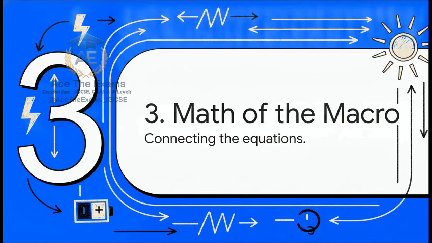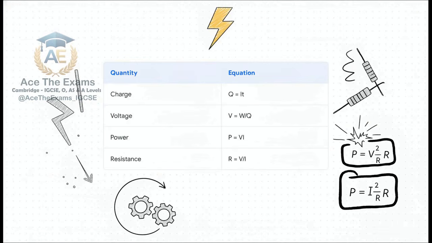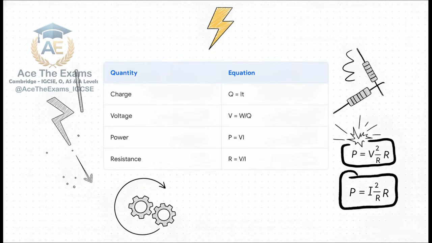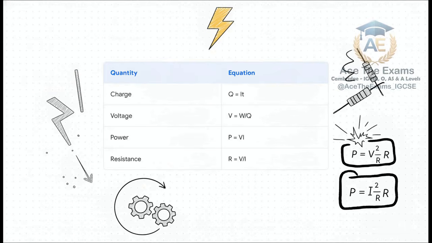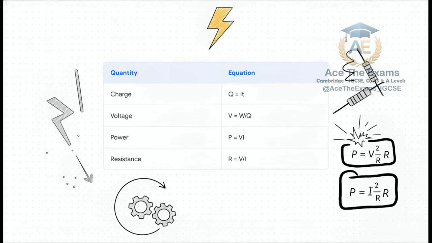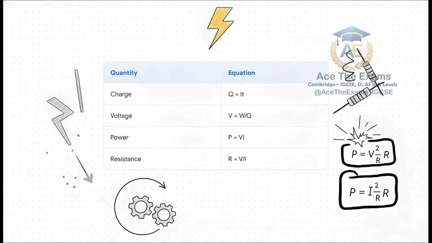Section 3, the math of the macro. So the crucial point is how we bring all these definitions together into workable mathematical relationships. Take a screenshot of this slide right now, because this is your perfect, clean study guide of foundational definitions. We have charge is current times time. Voltage is work over charge. Power is voltage times current, and resistance is voltage divided by current.